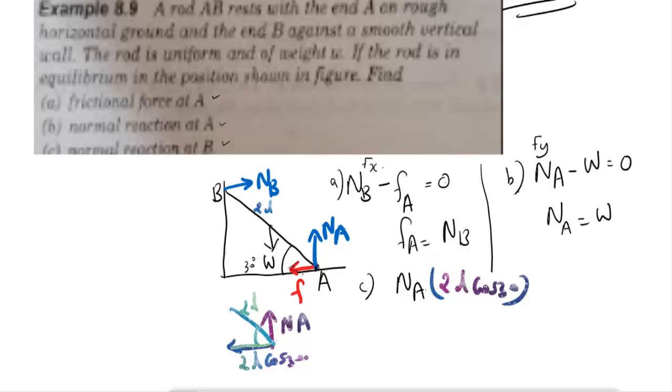Next I am considering NB. When NB is applied like that, in which direction will it be rotating? It will be rotating in the clockwise direction. So because of B, we get a negative value for torque, that is minus NB.